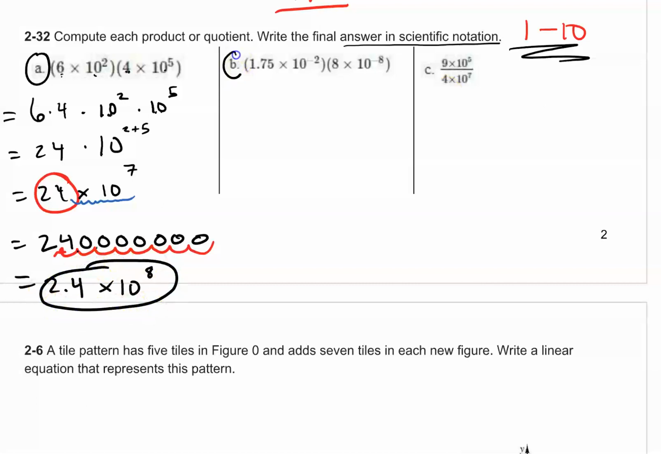Okay, let's try B. B is kind of the same situation. You multiply the numbers in front, 1.75 times 8, and then you multiply the powers of 10.